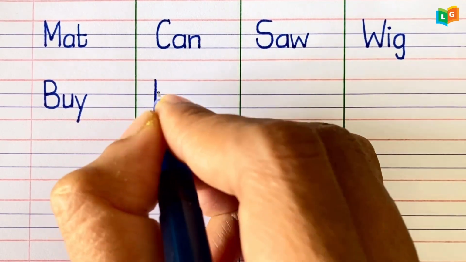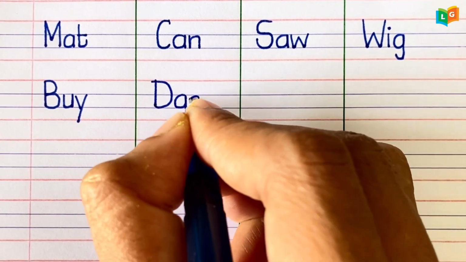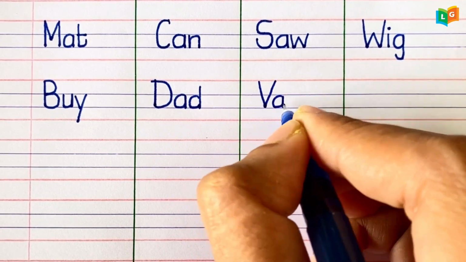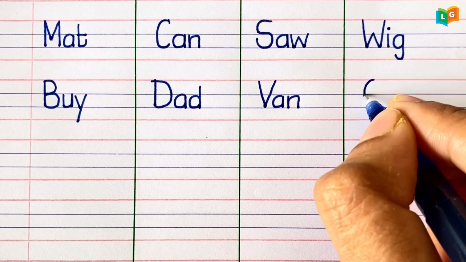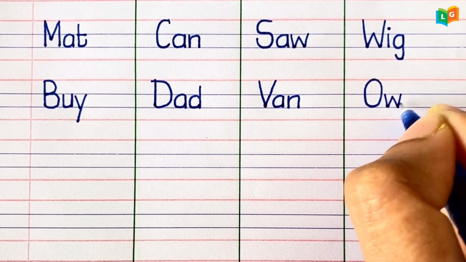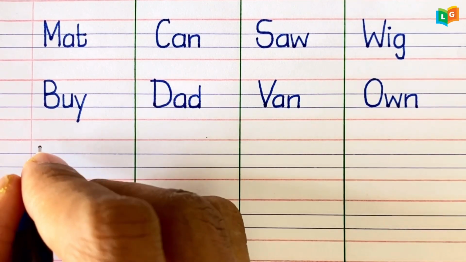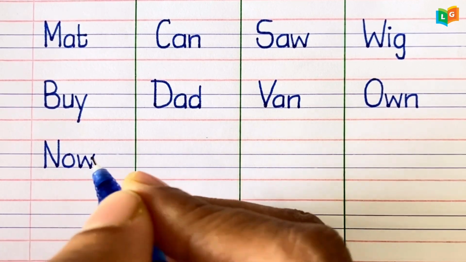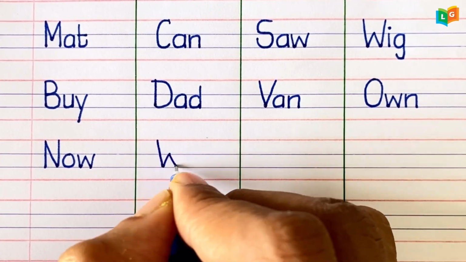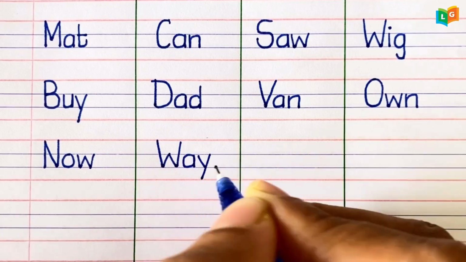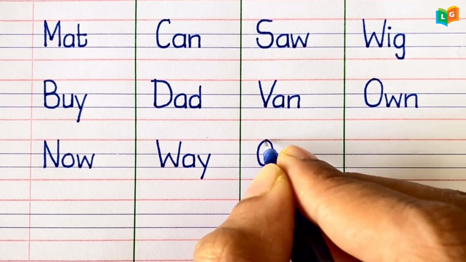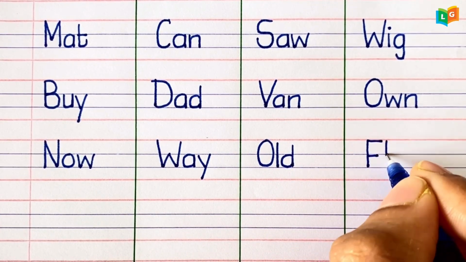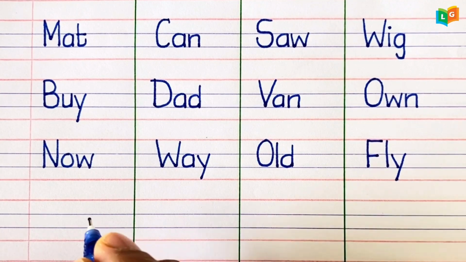B-U-Y, buy. D-A-D, dad. V-A-N, van. O-W-N, own. N-O-W, now. W-A-Y, way. O-L-D, old. F-L-Y, fly.